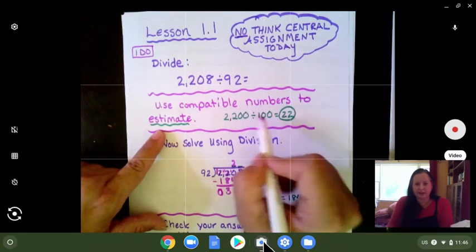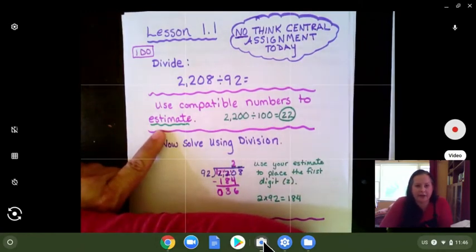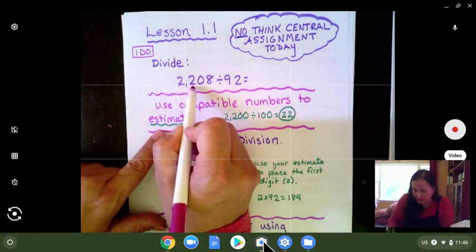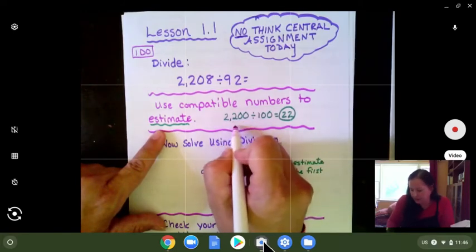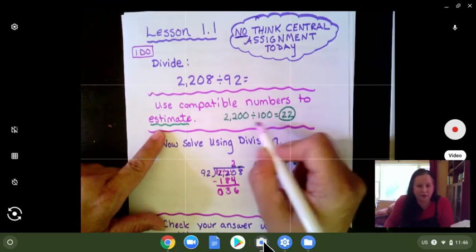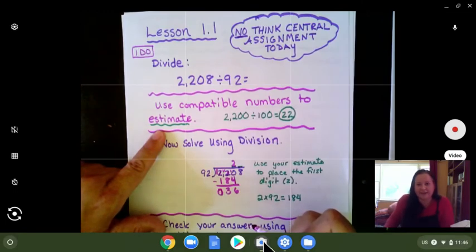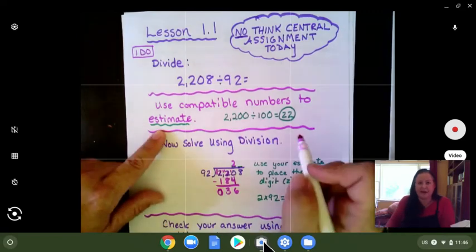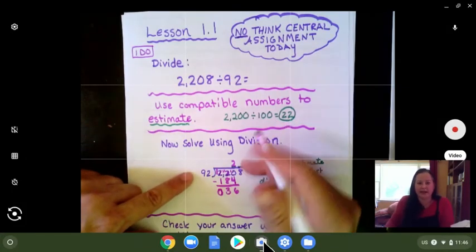Then I looked at that 100 and my number here, and I saw what I could make that number into that would be easily divided by 100. So I picked 2200 because I know about place value, and I know if there's 22 hundreds, my answer is going to be 22. 22 hundreds make 2200. So I now have my estimate of 22. And the nice thing about having that estimate already done is that I can use this number to do my estimating and guessing when I start my problem.